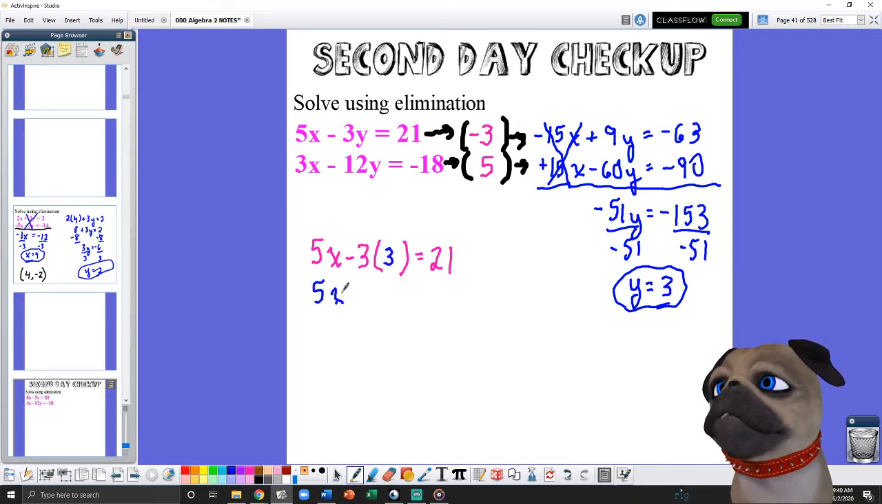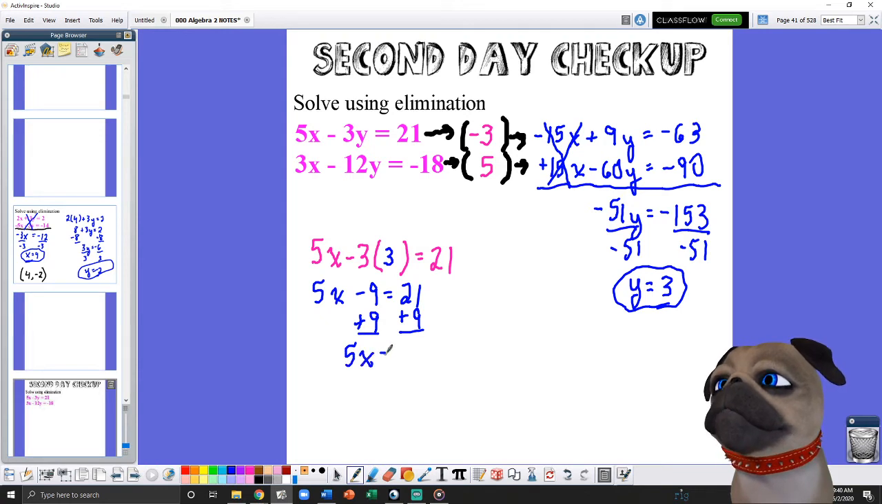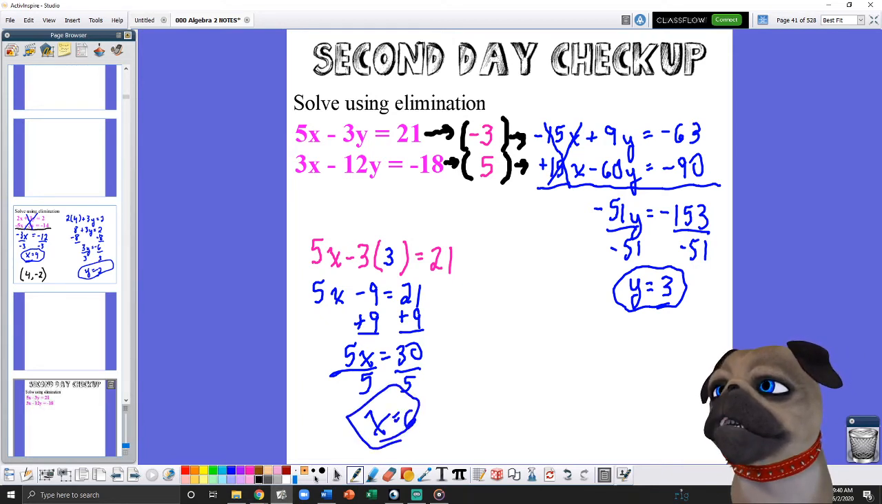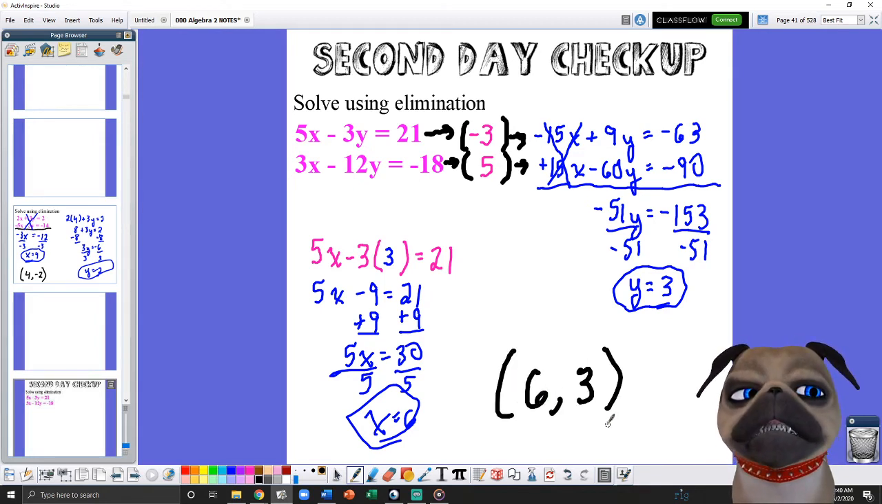So now you just solve it just like any normal equation. Multiplying those, adding the 9, and then dividing by 5. This gives me x equals 6. So your final answer is 6, 3, which coincidentally is my height.